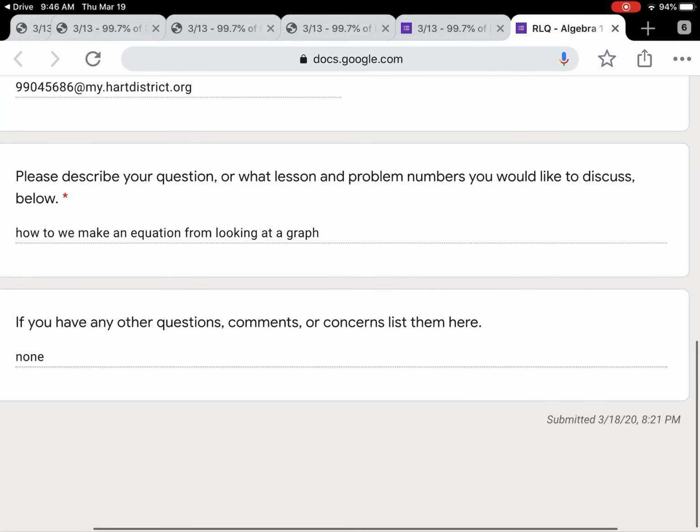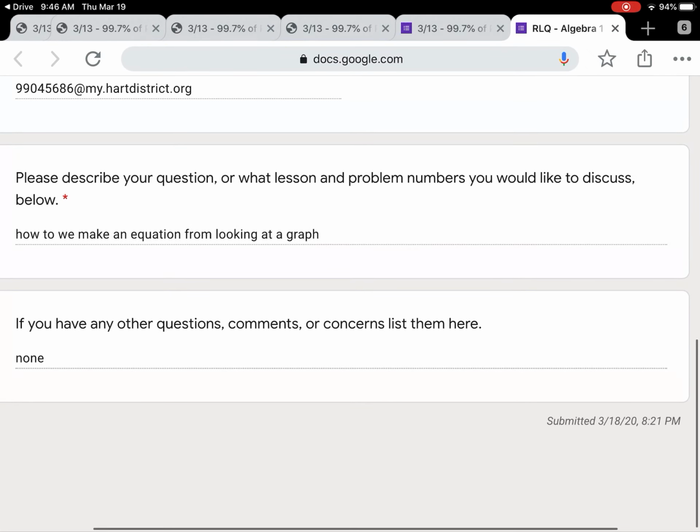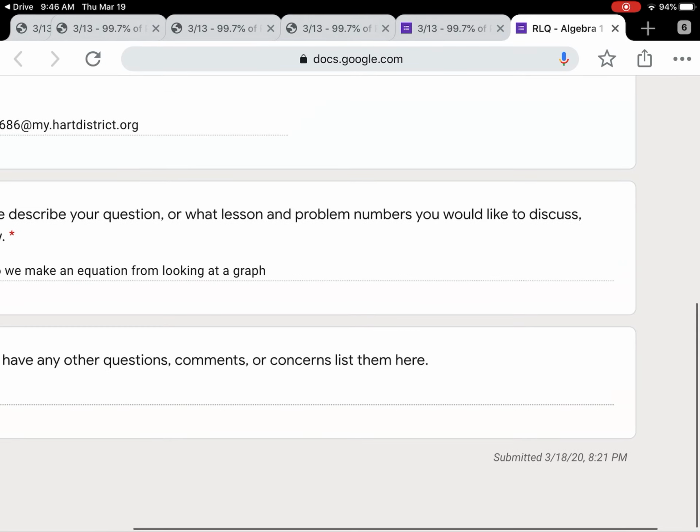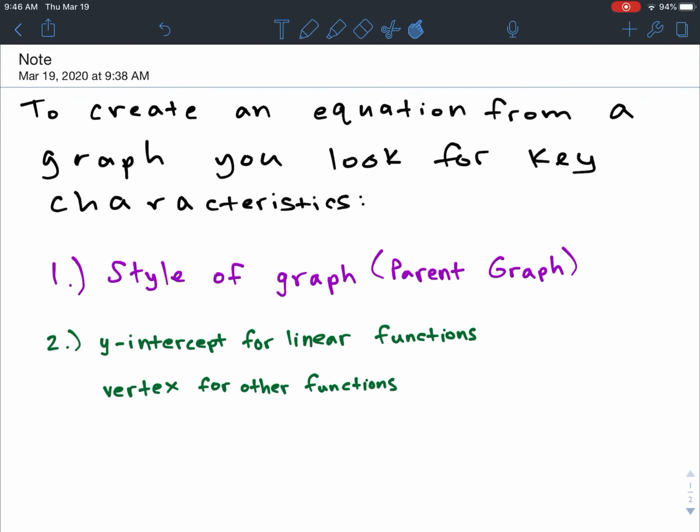All right, so I got this great question here about how we make an equation from looking at a graph. And here's kind of a quick rundown of what we're looking for. To create an equation from a graph, you look for key characteristics like one, what's the style of the graph? That's important, aka this is the parent function.